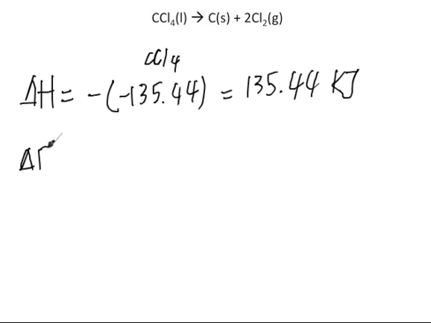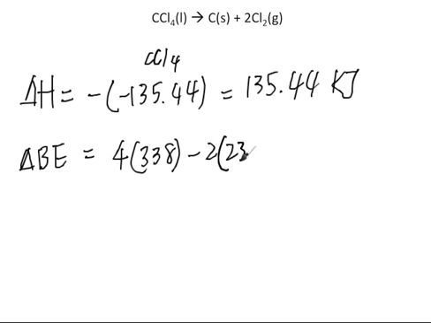Let's calculate the change in bond energy. There's going to be no bonds for the graphite, right? But there's going to be bonds for the chlorine, and the carbon chlorine. So the first one is we're going to do the bonds being broken minus the bonds being formed. This is going to be about 874 kilojoules.